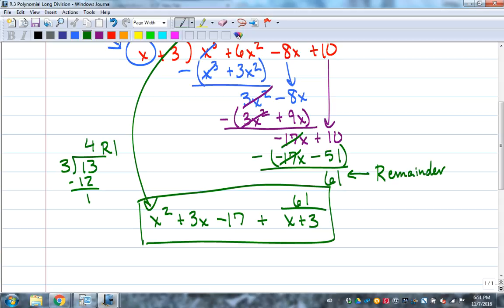Where did you get that 51 from a while ago? 17 times 3. That's where that's from, distributing that minus 17. So it looks like crazy big stuff, but it's really not that bad. Let's look at another one.